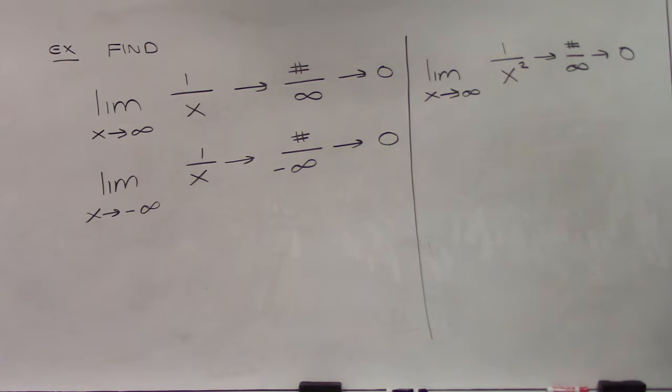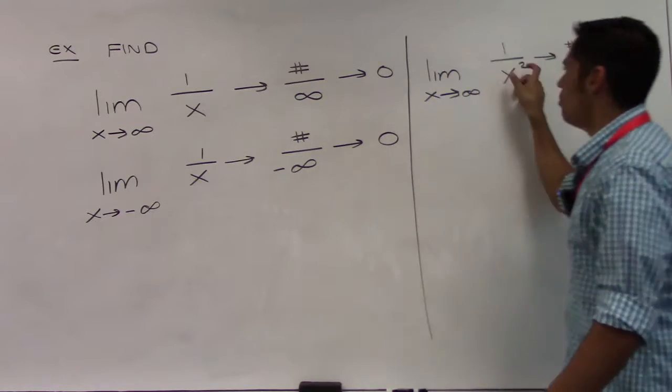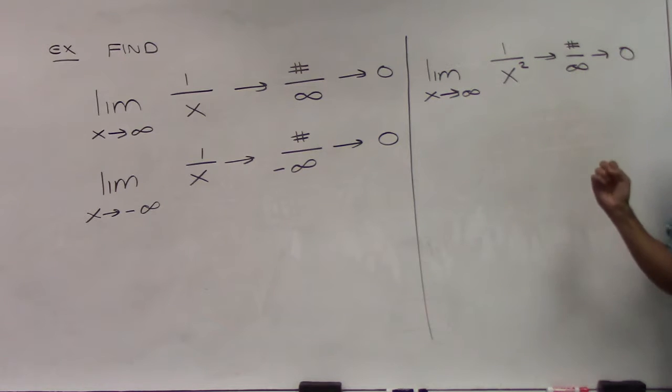And so in the notes, this is something I state in the notes, that it turns out that, where is it? Here we go. For any positive integer n, 1 over x to the n is 0, if you let x go to infinity or negative infinity. So it doesn't matter if this power is 1 on the x, or 2, or 3, or 4, or 5, or 6. Doesn't matter. They will always go to 0.